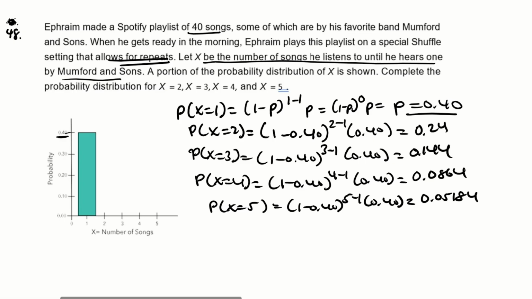So now we can go ahead and graph it. For X equals 2, we got 0.24. For X equals 3, we got 0.144. For X equals 4, we get 0.086, so almost 0.09, close to 0.10. And then for 5, we get 0.05, so right around here. There you go. And notice that it's skewed to the right, just like a geometric distribution always is.